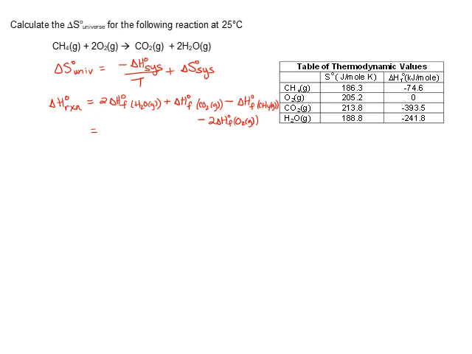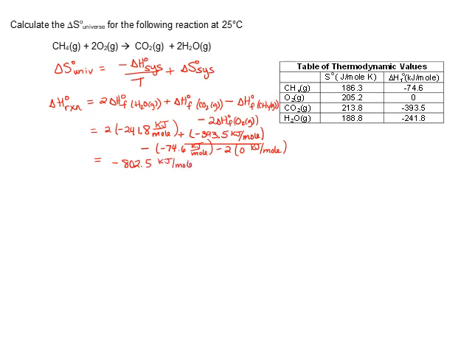Plugging in the values from the table, being careful with the negative signs, and also making sure to include units, we get a value of negative 802.5 kilojoules per mole for the standard enthalpy of reaction for the combustion of methane. This makes sense that it's a negative value. We know that this reaction is exothermic.